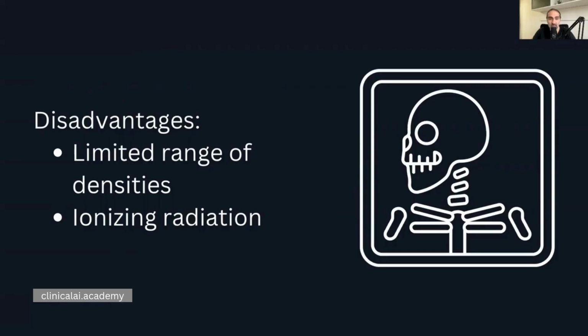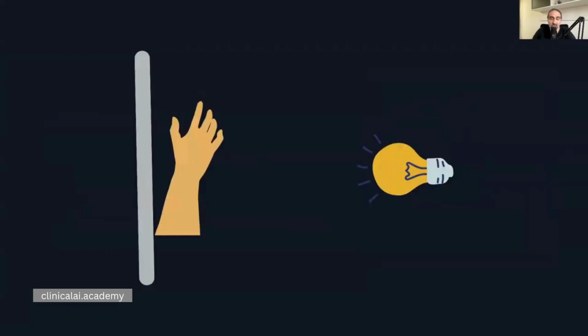Disadvantages of using conventional radiography are the limited range of densities that you can see on the images and using ionizing radiation. So as you can see, let's imagine this is the source of your X-rays, and then you put a hand here, and this is the film. Usually the film is covered with silver particles, and when the X-rays hit the film, it becomes black.